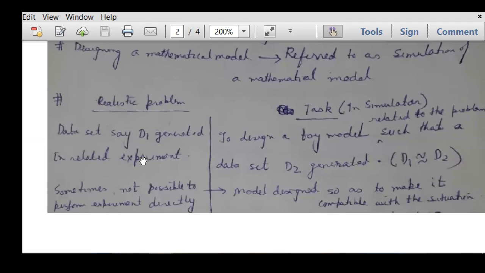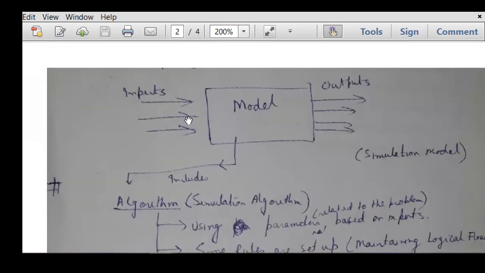So this is mathematical modeling. What we do actually, let us go into here. A model, if you just consider it, suppose some inputs are given to the model. It is just like an operator. Some inputs are given to the model, and depending on some algorithm run inside, which we design, some outputs are obtained. So this is your data set which is generated.